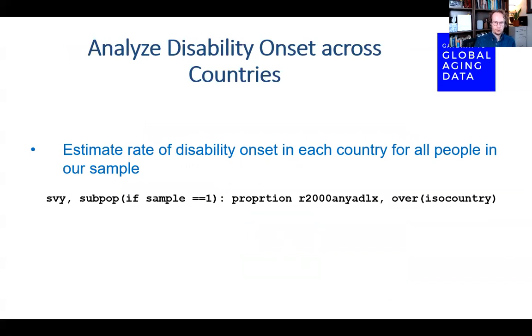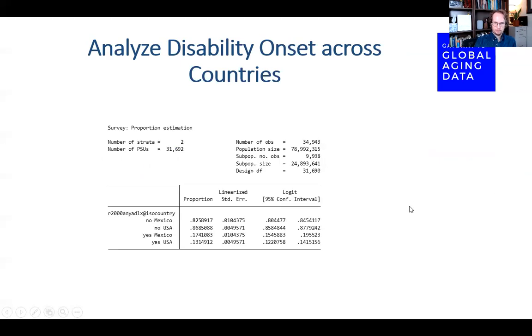The first thing we're going to do is look at incidence. Before, we looked at prevalence, which was just the rate of people who had it currently. But if you remember, we also created that onset variable, so we're going to estimate incidence here. Our command is going to look very much the same, except our proportion is going to be run not on whether they had an ADL, but whether they developed an ADL change over 2000 to 2006. Here we can specify that our subpopulation was defined by that variable we made before called sample. If we have a value of 1 for sample, we're going to estimate their proportion.